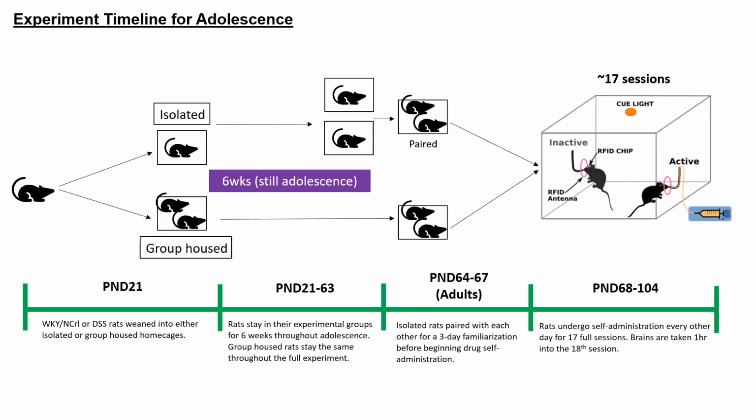And then after that 6 weeks is up, the rats that were isolated are paired together, and they start a 3-day familiarization period. And that is essentially just so they can get used to their environment and their new cage mate. And the rats that are group housed, they stay the same. And then they start self-administration.